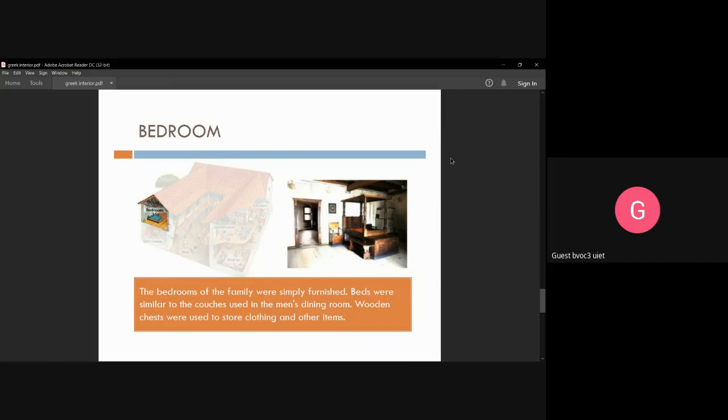So basically, these were the rooms by which their residence has been segregated.